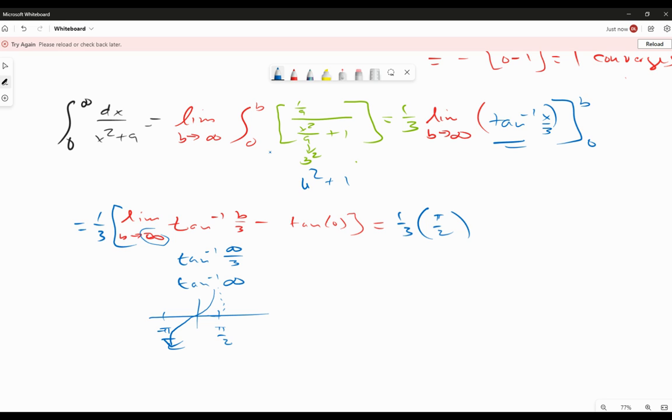and this is just going to be 0 because tangent of 0 is 0 right here. And then that is going to be pi over 6. And that's a solid number, so it's going to be converging. Okay? All right.